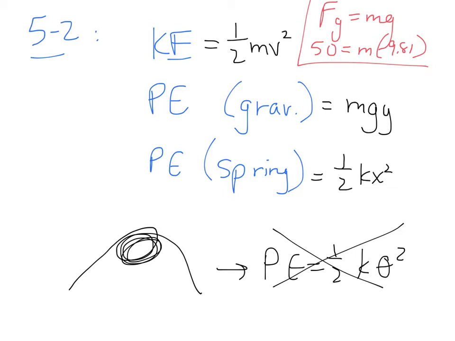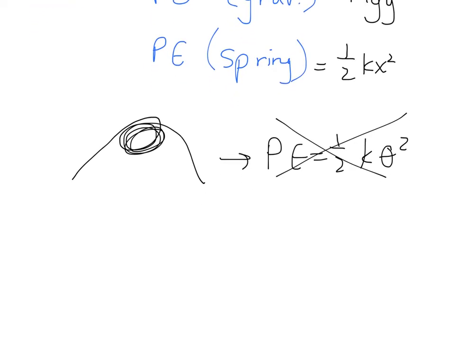There was one other thing in section 5.2 that we talked about. What was the last thing? It was a theorem. That's 5.3. The blank blank theorem. Yeah, the work kinetic energy theorem. So let's talk about that for a sec.